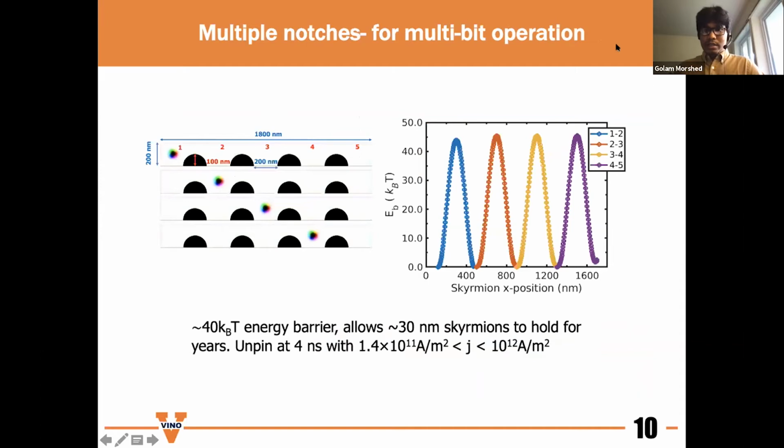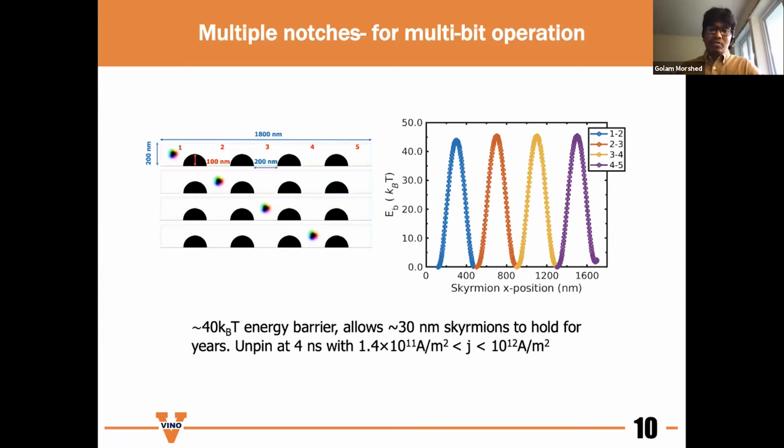And the next thing is, when you want to use the skyrmion for practical application in multilevel operation, the skyrmion racetrack should be digitized. So if we want to do an n-bit operation, we need 2 to the power n number of notches, and the skyrmion will be localized within the space between 2 consecutive notches. So here we show a simple case of a 2-bit operation.